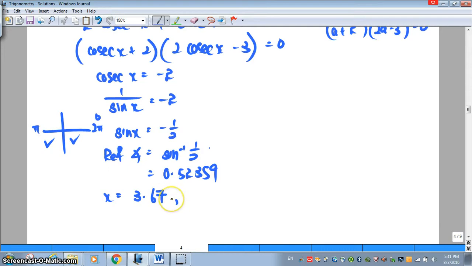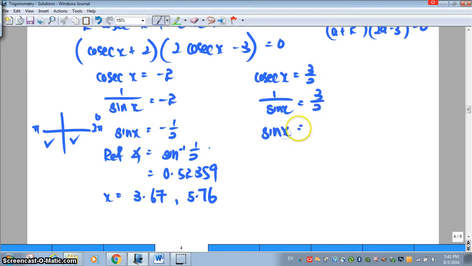Similarly, if it lies in the last quadrant, it will be 2 pi minus your reference angle. Let me round off to 3SF immediately as well. This is for the first set over here. On the right, cosecant x will be equal to 3 over 2. So 1 over sine x will be 3 over 2. If I want to find the value of sine x in this case, it must be 2/3.